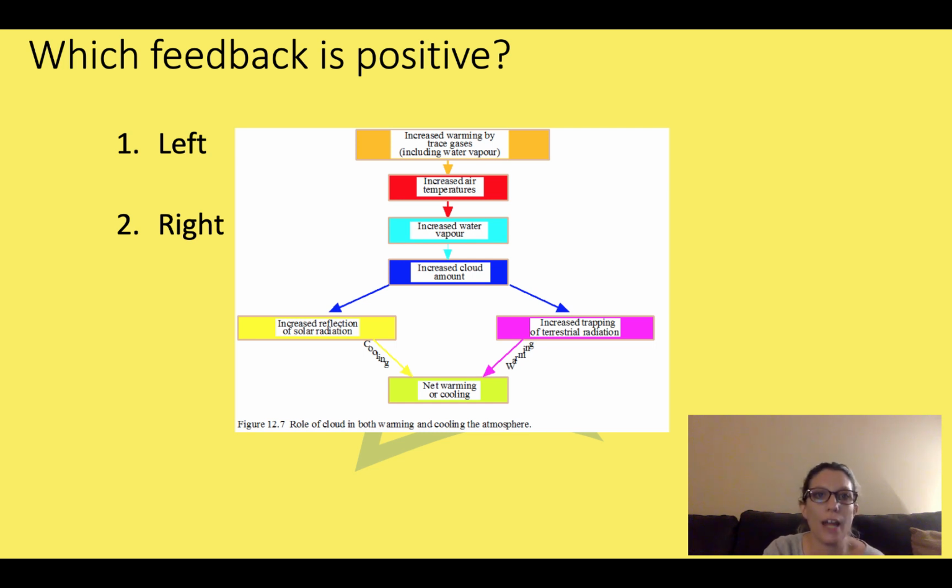So on which side, the left or the right, which one of these would be positive? So which one of these actually would cause it to keep going? That's going to actually be on the right. Okay, because you started off with it getting warmer, and that's the initiating change. And then the increased trapping of terrestrial radiation is going to cause further warming. So when it keeps moving in the same direction, then that's going to be a positive change.